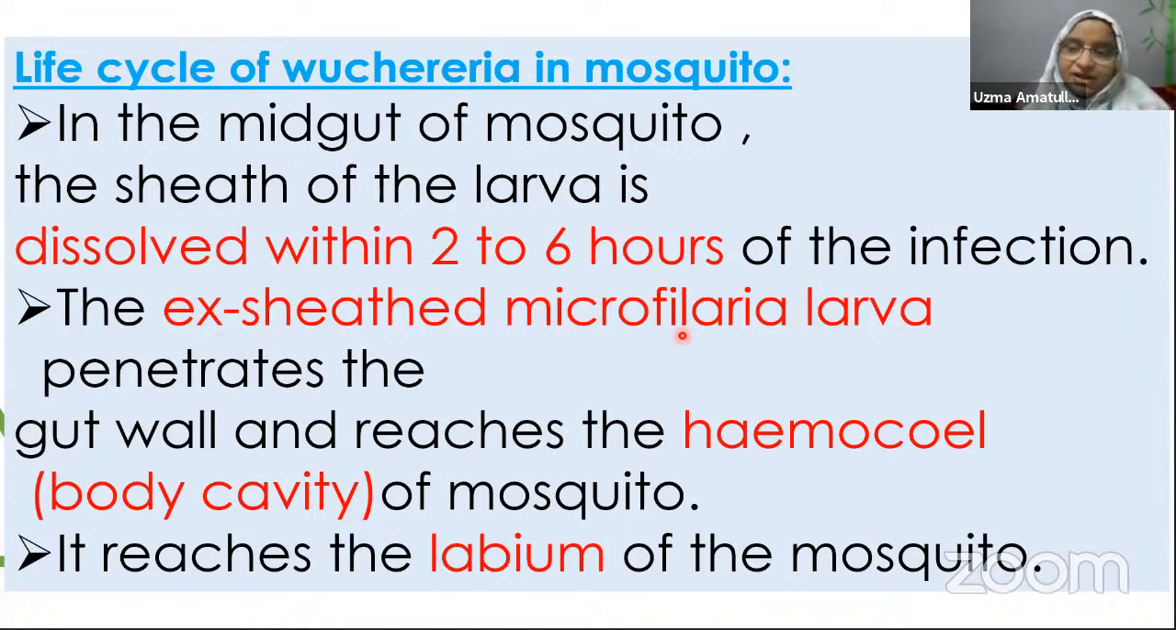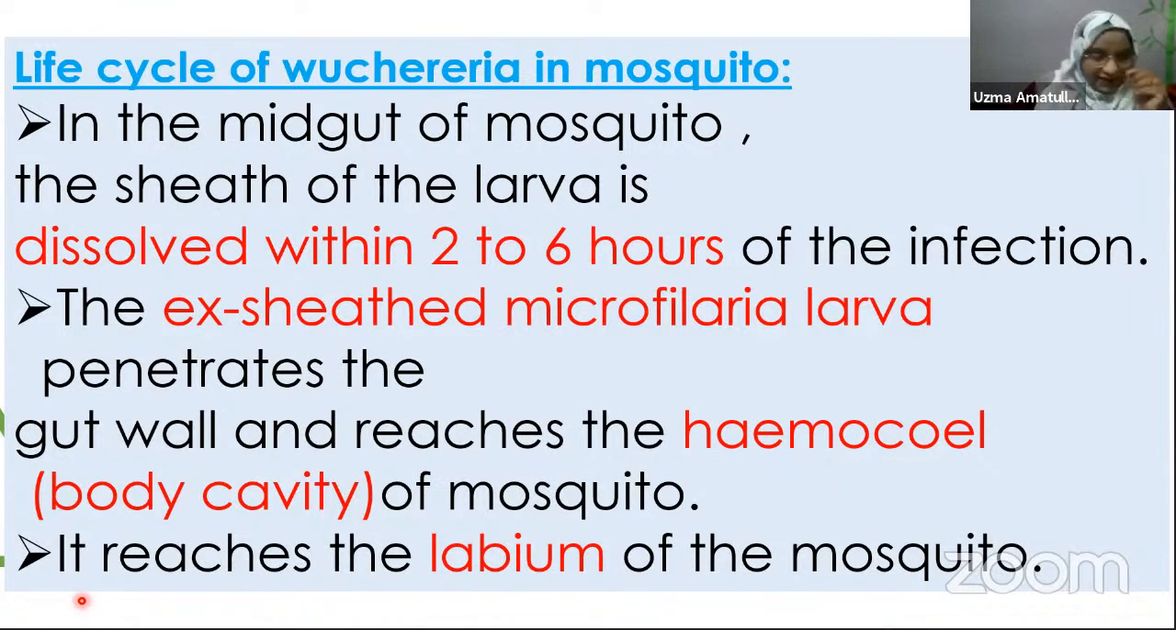So here, the ex-sheathed microfilaria larva penetrates the gut. Penetrates means it pushes forcefully and comes out from the gut into the haemocoel. Haemocoel is the body cavity of the mosquito. Why this word, haemo? Because it is filled with blood. The body cavity is filled with blood. It has an open circulatory system. They do not have blood vessels.